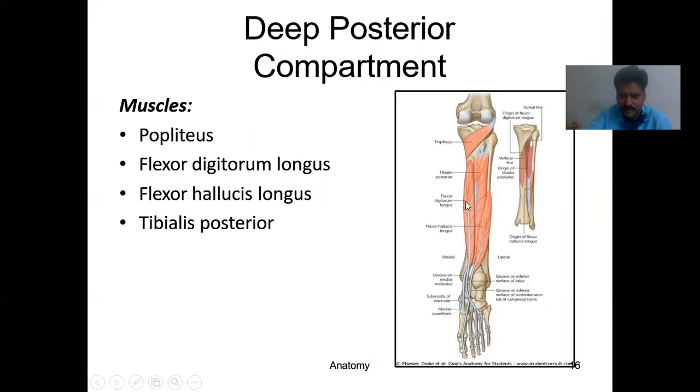What is this muscle? Flexor digitorum longus, flexor hallucis longus, and the tibialis posterior. Here comes the triangular shaped muscle, because exactly in this area comes the soleal line. Above the soleal line is a triangular shaped muscle, what is called popliteus. All these muscles are considered the deep strata of the back of leg.